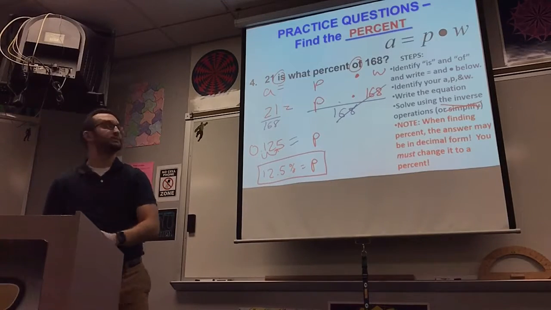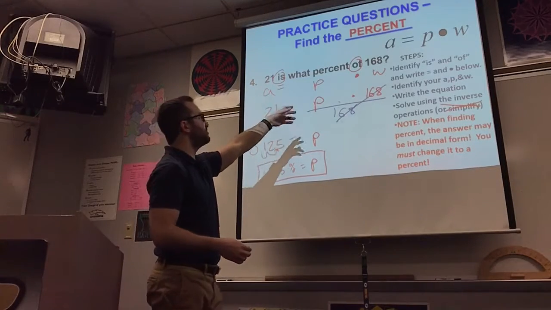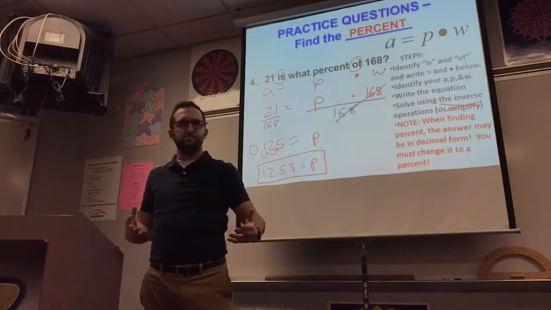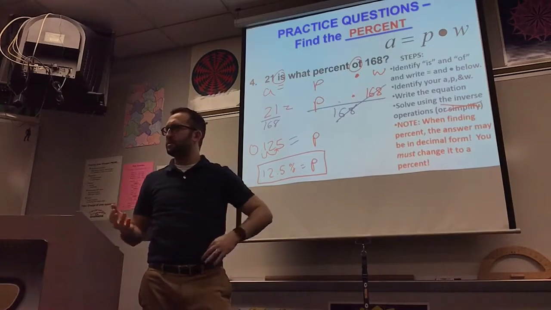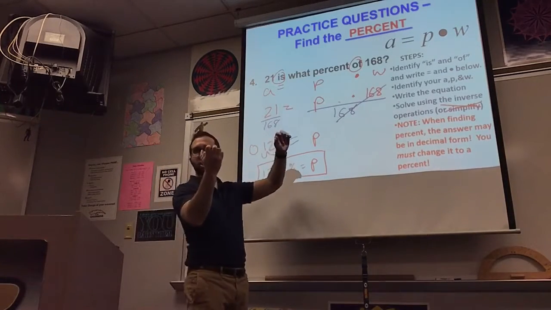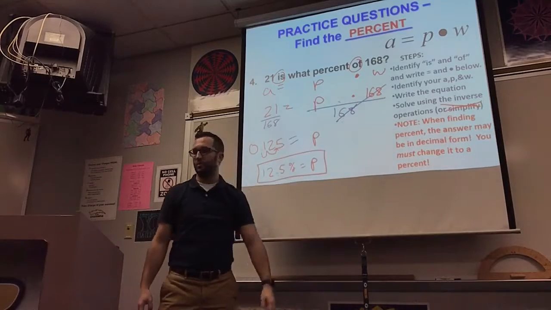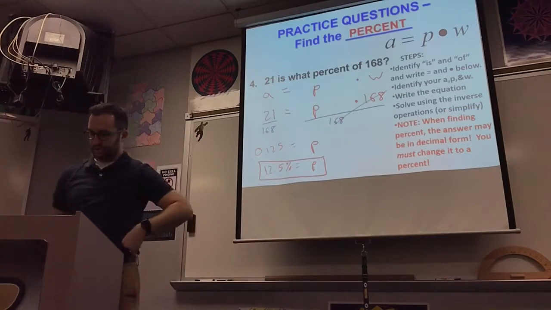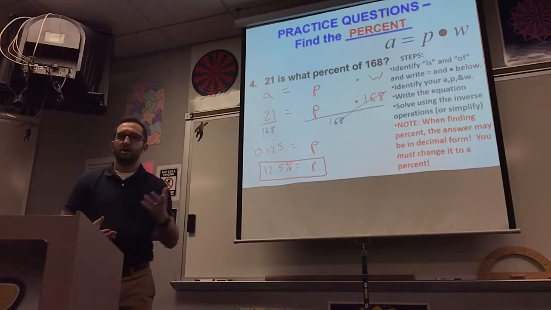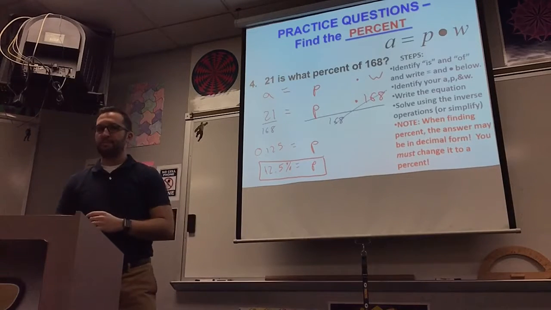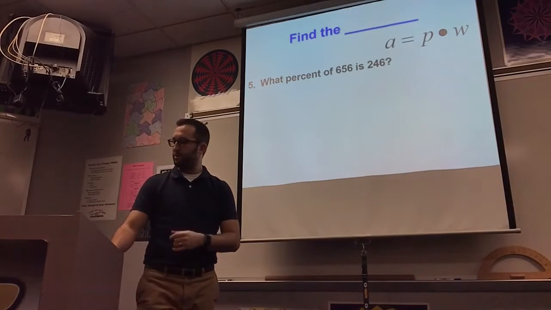Now let's make sure that makes sense. 21 is 12.5% of 168. Yeah? Right? 12.5% would be a lot smaller, right? So 21 is 12.5% of 168. Questions? All right, you and your partner do number 5.